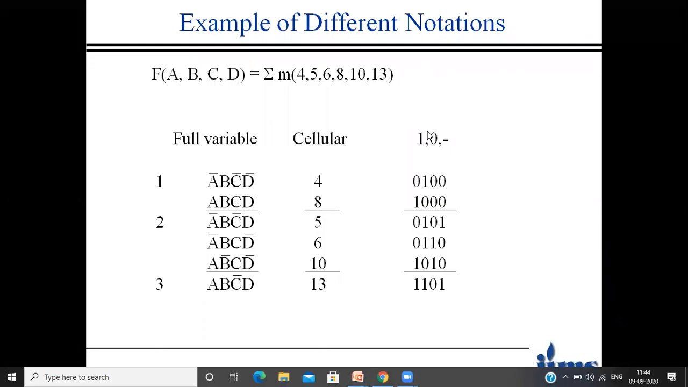the first step will be to write the binary value of the min terms, its equivalent full variable value, that is true and complemented value, and arrange them in increasing number of ones. If there was 0, the first group will be 0, 0, 0, 0, like this.